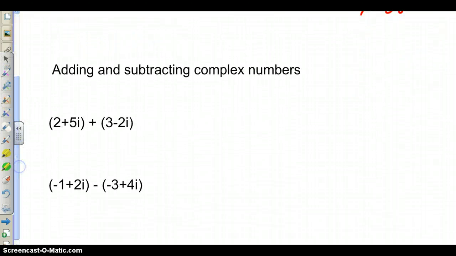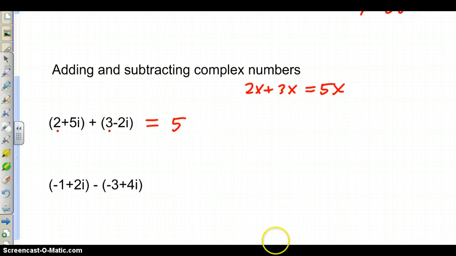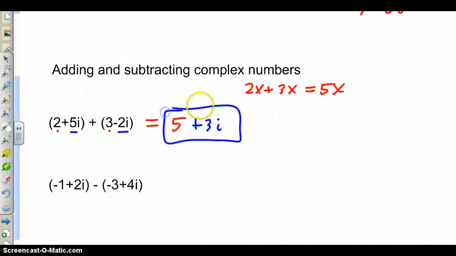Adding, subtracting complex numbers is a lot like 2x plus 3x. Like terms go together, that's equal to 5x, right? So similar idea here. You want to put like terms together. 2 plus 3 is 5. And then 5i and negative 2i. 5i minus 2i is plus 3i here. So you've got your complex answer. You added up the real parts, added up the imaginary parts, which is exactly what you do.